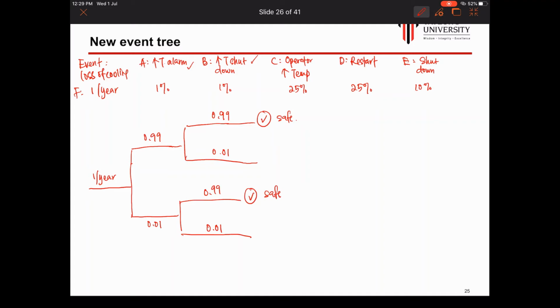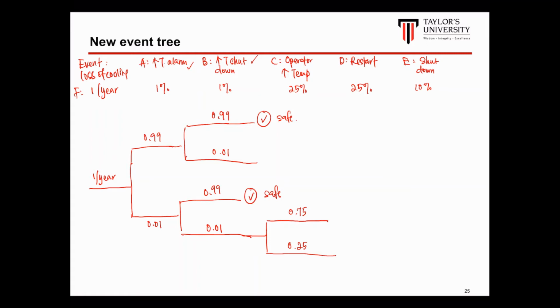So now, without the alarm, we still have our operator as our next check gate. The operator notices it 75% of the time, and fails to notice 25% of the time. So if the shutdown doesn't work, the alarm doesn't work, and the operator didn't find it, it's gone. This is a runaway, the first runaway system.